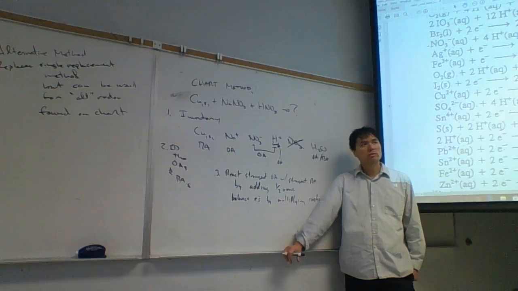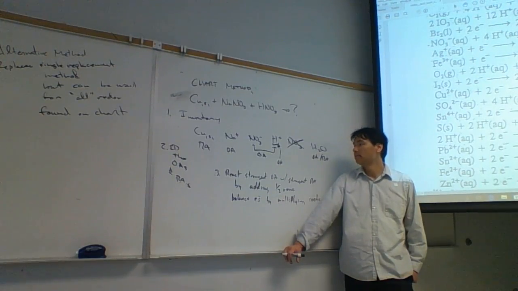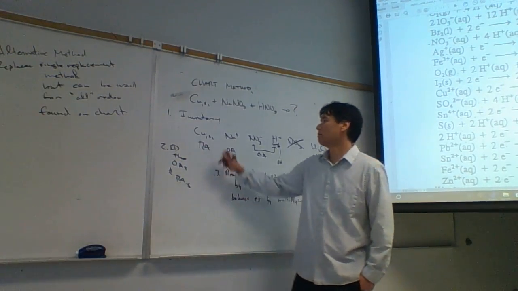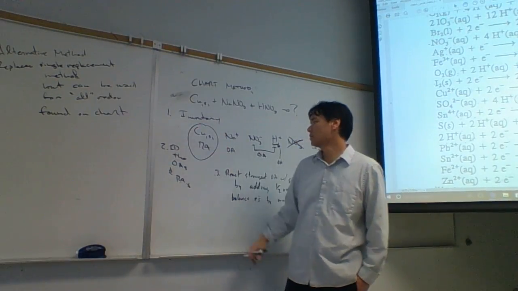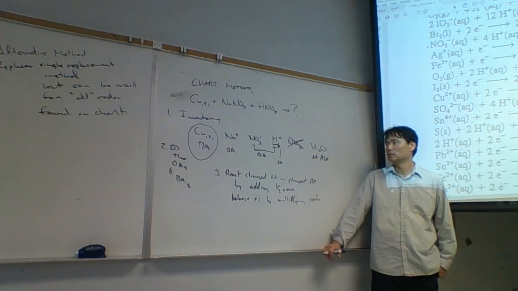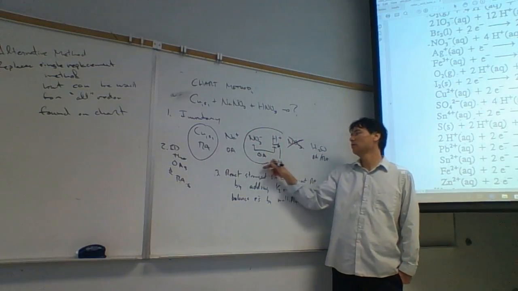Which one is the strongest reducing agent? How many do we have? We have 2. Copper or water? Copper. Copper is a metal. It's the strongest reducing agent. Which one's the strongest oxidizing agent? Nitrate with H+. That's it.